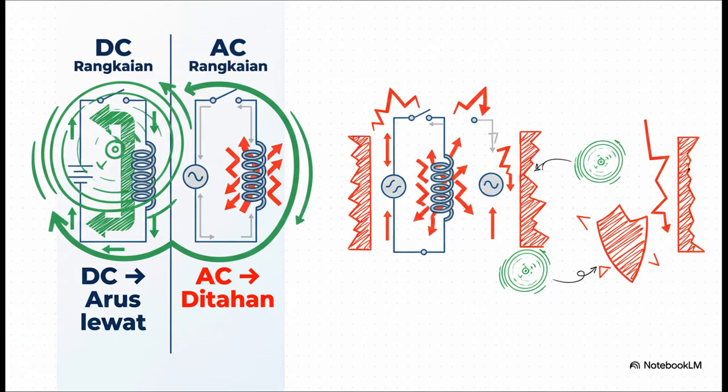Let's look at the two big scenarios. On one side, we have a DC circuit, direct current. It flows nice and steady in one direction. To an inductor, that's like that flywheel spinning at a constant speed. No problem, the current just passes right through. But on the other side, we have an AC, or alternating current, which is constantly flipping back and forth, always changing. The inductor resists this like crazy, and that right there is the inductor's most important superpower.